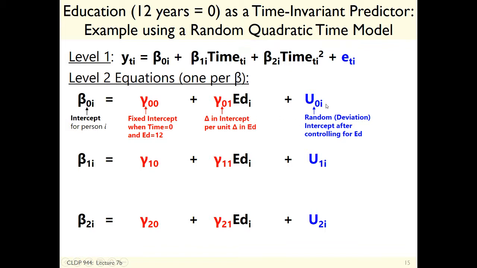U0 then. Previously we defined fixed as everybody gets the same and random as everybody gets their own, right? Remember that?